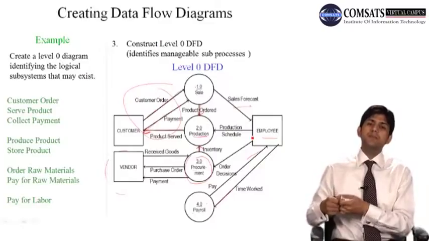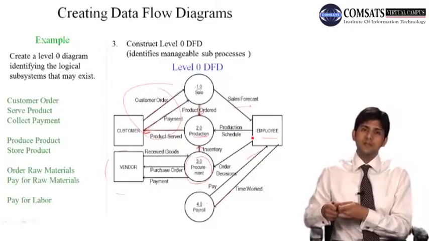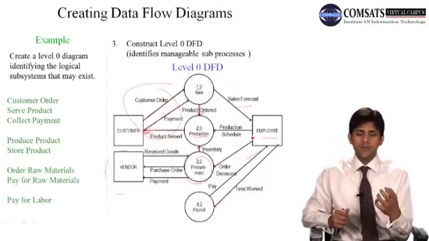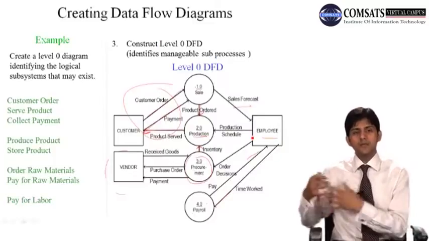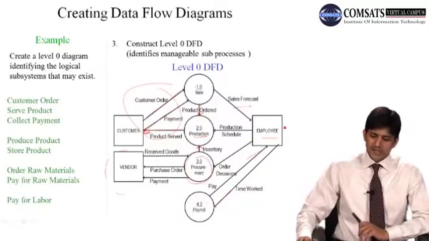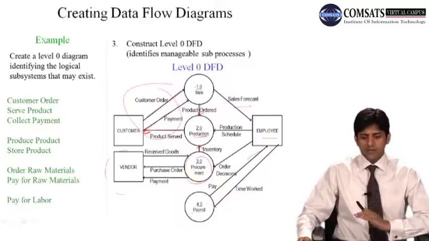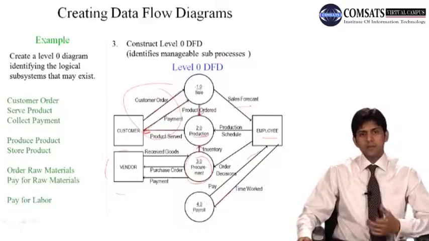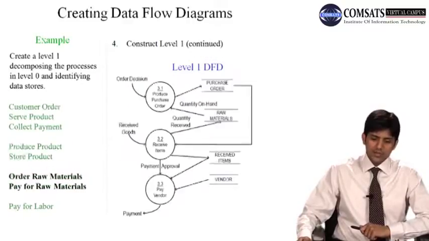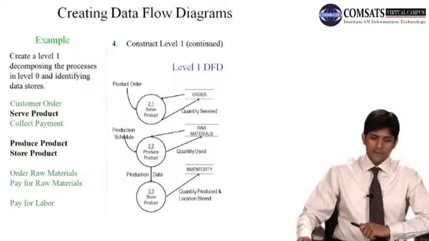ठीक है, then we have another sub process procurement, that sub process deals with what are the products that you actually need from the vendor. Okay, and then you have a payroll which actually deals with the payment to the employee. Okay ji, so this is the level 1 DFD when we have actually decomposed our main process into these sub processes. Okay ji, now let's look at the level 2 DFD for this production.